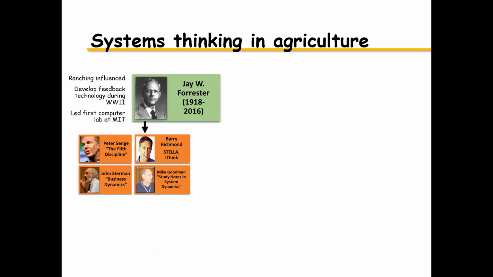Some of the people that he mentored, most of their literature is in the business world, not the natural resource management world. But Peter Senge, The Fifth Discipline, John Sterman, Business Dynamics, Barry Richmond, who is an innovator with some of the tools we use in terms of computer simulation to unpack these systems. And then a good friend of mine and mentor, Mike Goodman, who's been in the consulting world for decades and decades, has been helping to teach and proliferate this kind of perspective.